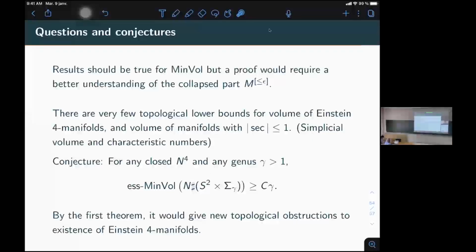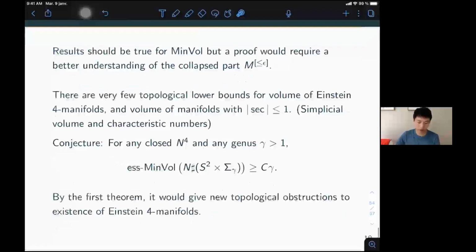Thank you. Is there a question? May I ask? Yes. So what are the manifolds where the minimal volume is 0? Can you control them? So the closed manifolds, and the essential minimal volumes. So is there a big difference for that?